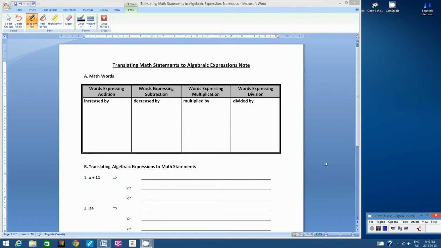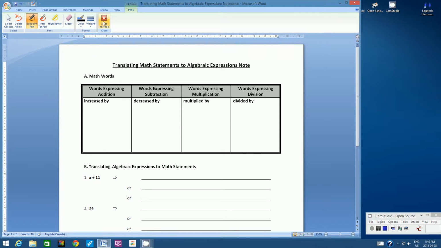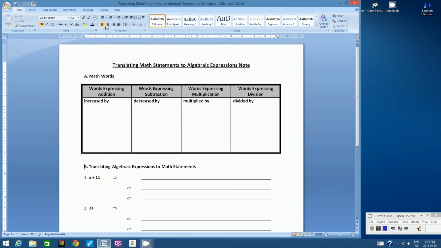So let's start with the chart up at the top in section A, math words. Okay, so we have four columns here: words expressing addition, words expressing subtraction, words expressing multiplication, and words expressing division. I've got one for each of these columns so far. In the addition column, we have increased by.